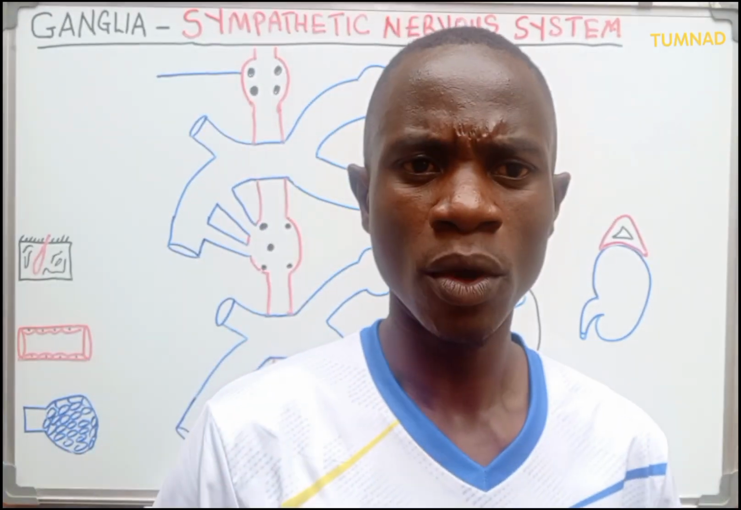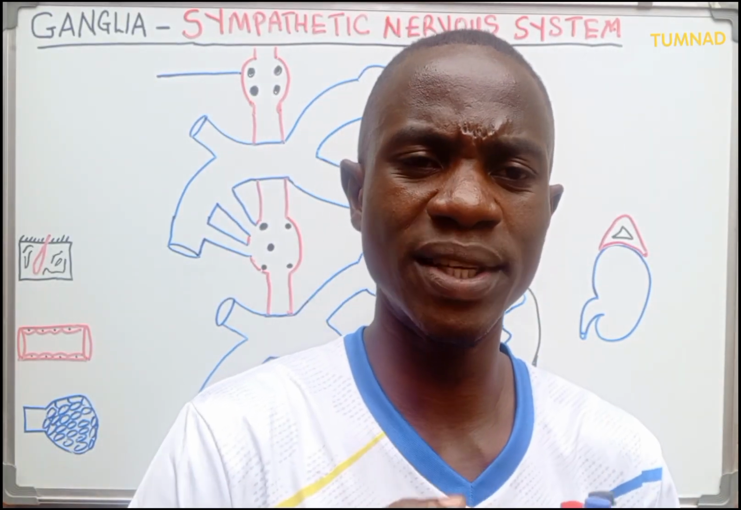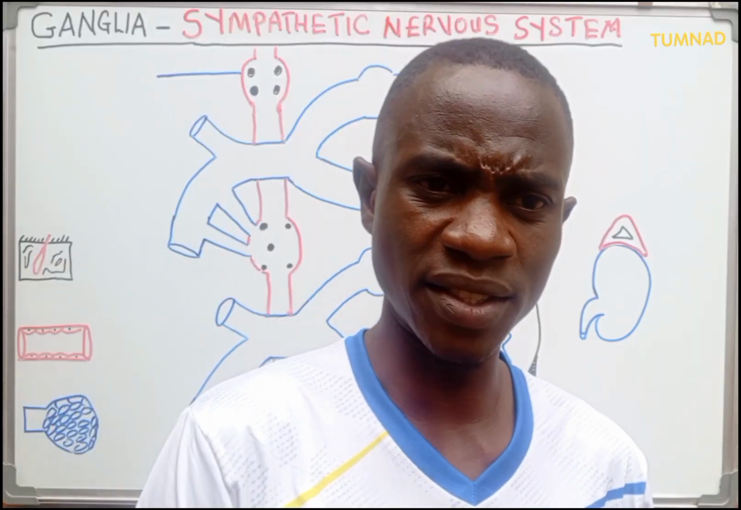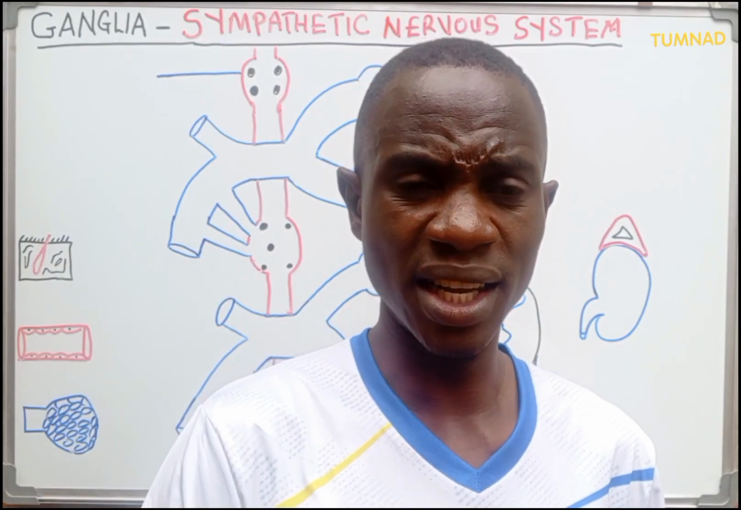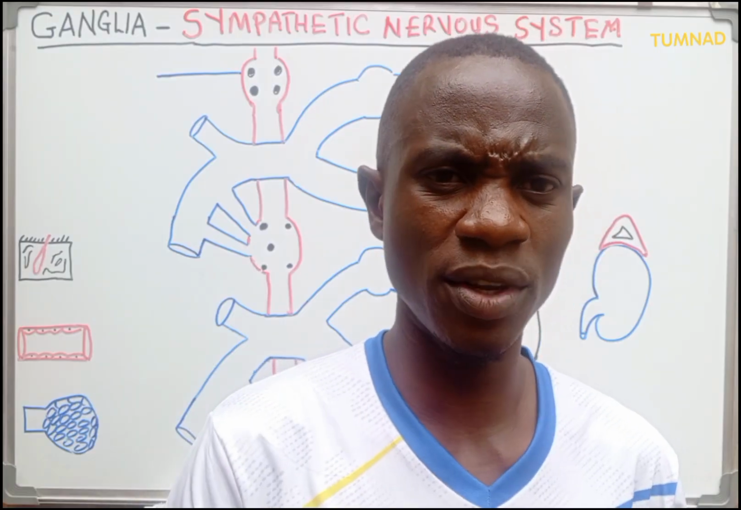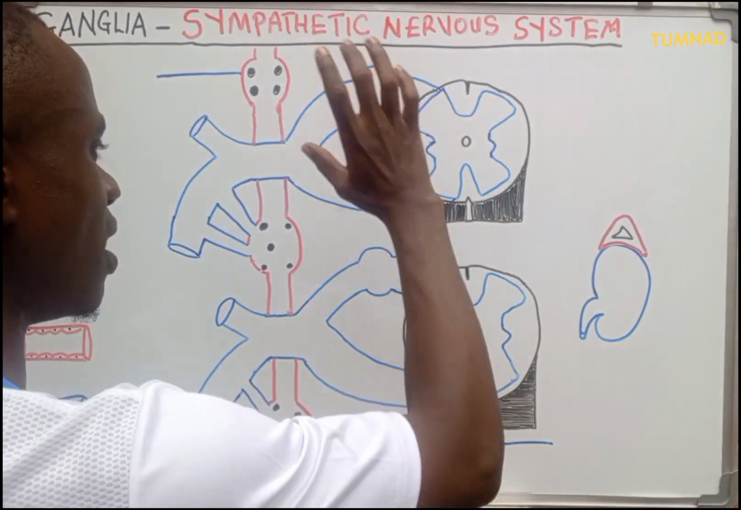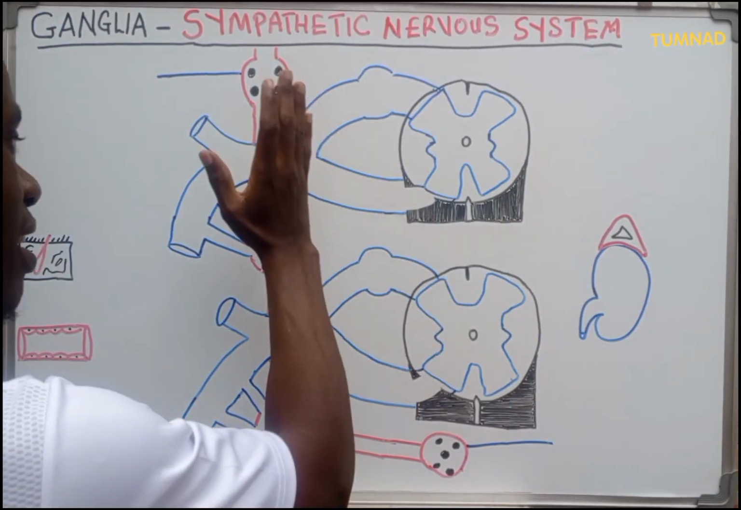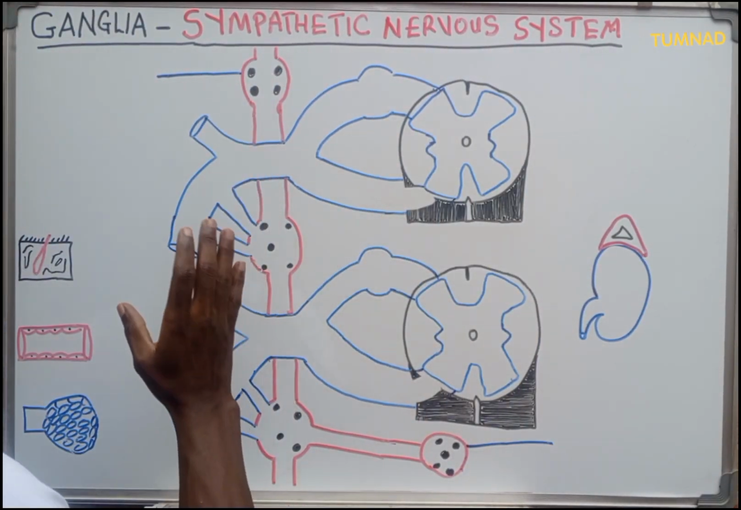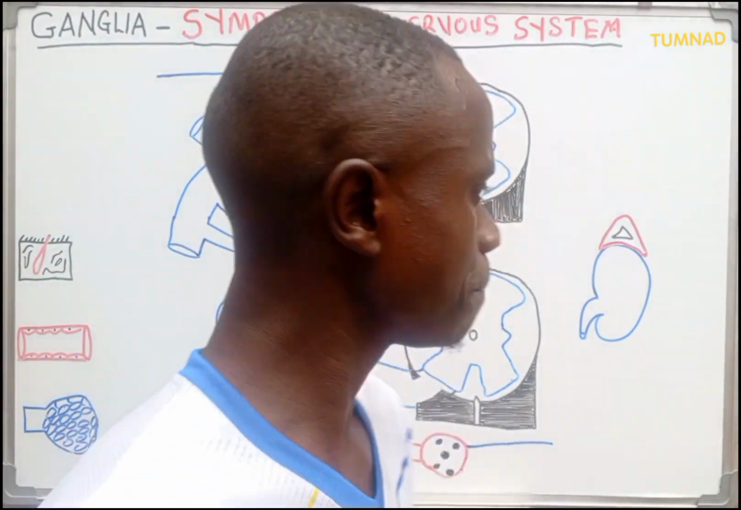But before that, what is a ganglia? A ganglia is a collection of neuron cell bodies in the peripheral nervous system, a collection of neuron cell bodies outside the central nervous system. That is a simple definition of a ganglia. So we want to see how these motor fibers of the sympathetic nervous system come out from the spinal cord, pass through the different ganglia, and then terminate in different structures of the body.